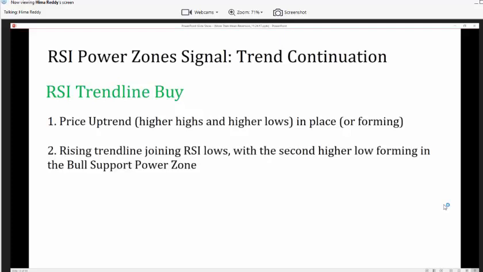The second point is that you draw a rising trend line on the RSI indicator. These are not trend lines on price. You connect the original low to a second higher low, but you only draw this line if it's forming in that bull support power zone, 40 to 50. That is the most important thing. We're going to go through examples, but again, these are the steps. Then the third touch of the RSI trend line is what becomes your buy signal.